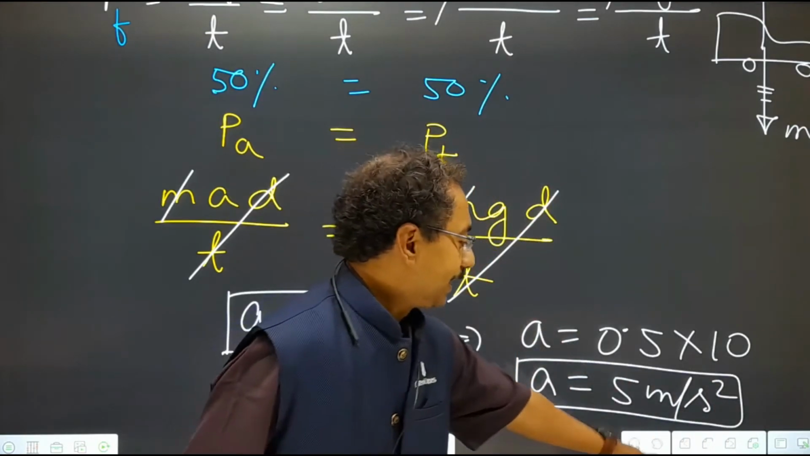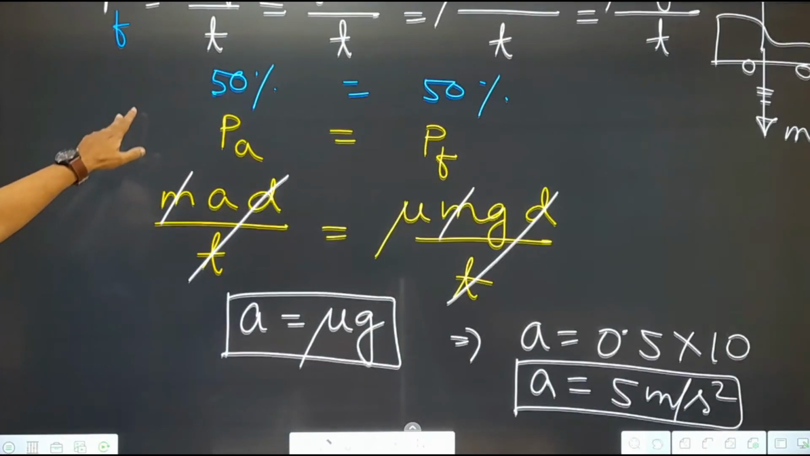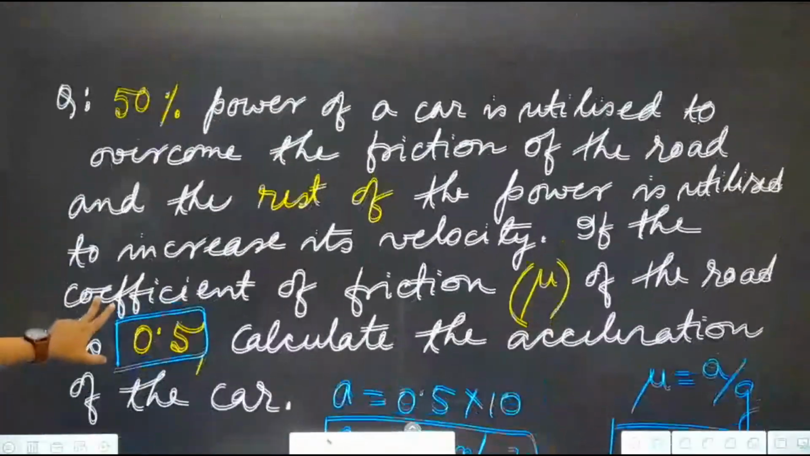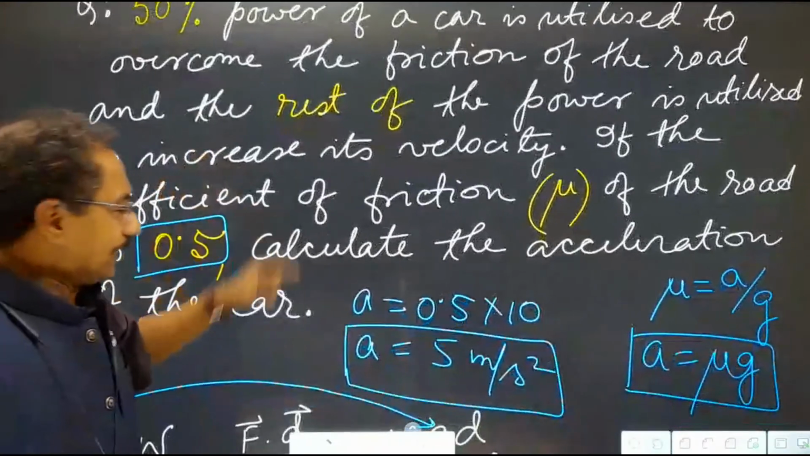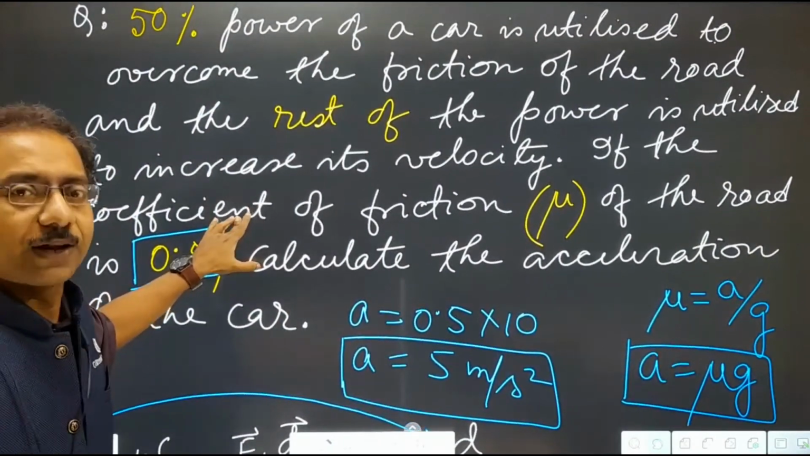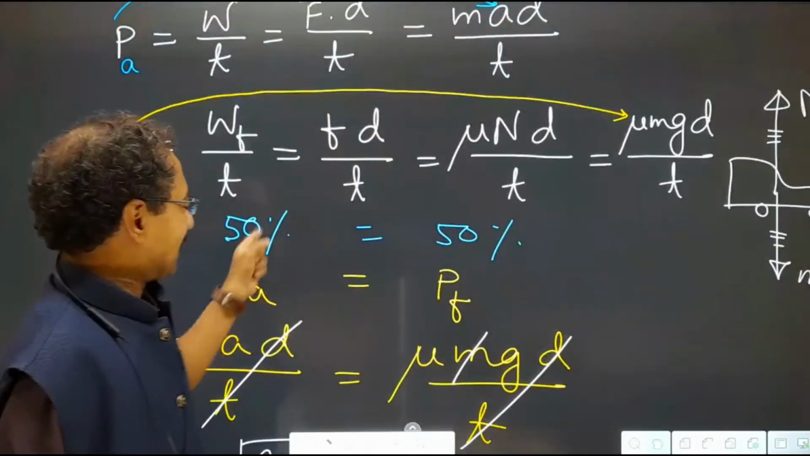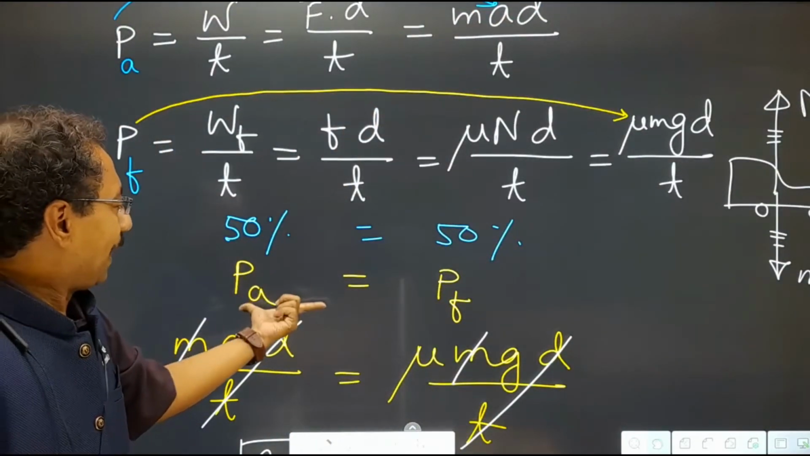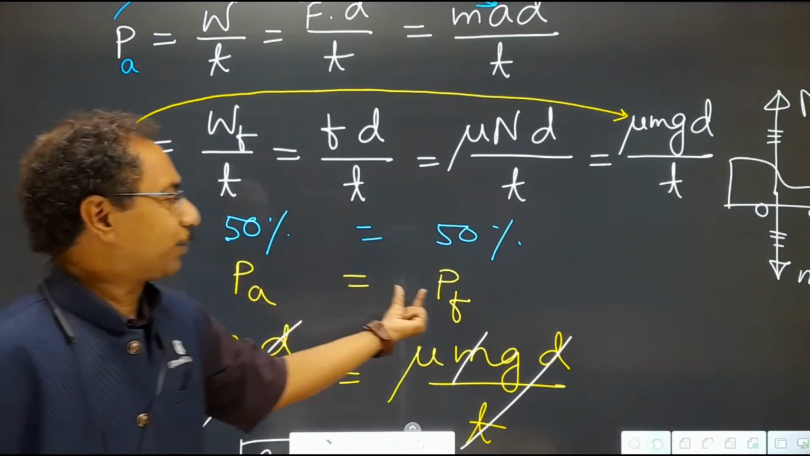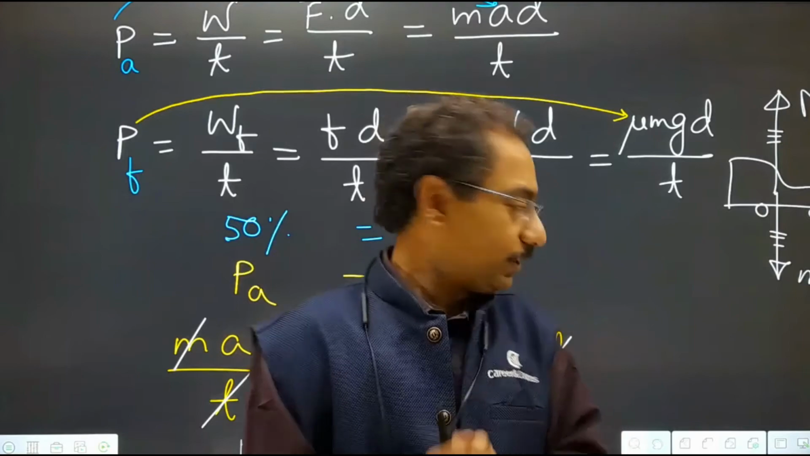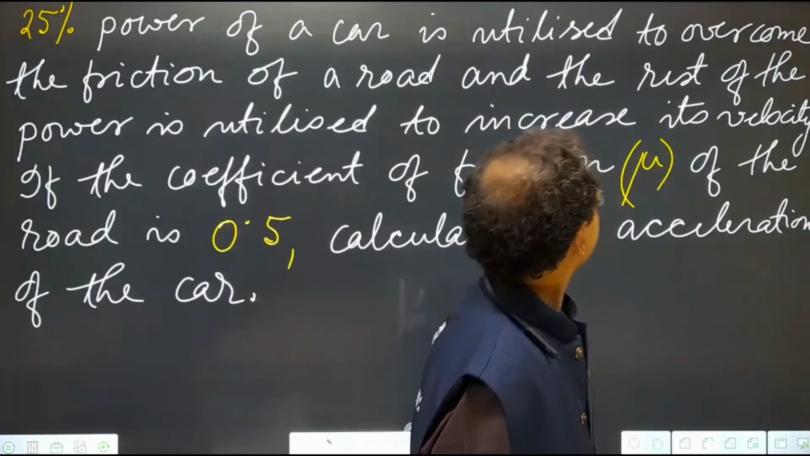Now obviously a question must arise in your mind: if the power is not 50%? In this case we have got both of the powers equal. If it is not equal, then what will happen? If it is equal, then it is easy. We can apply simply PA should be equal to PF. But if the powers are different, let us come to another question.